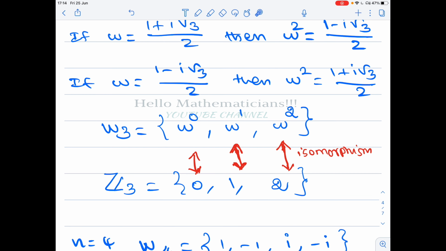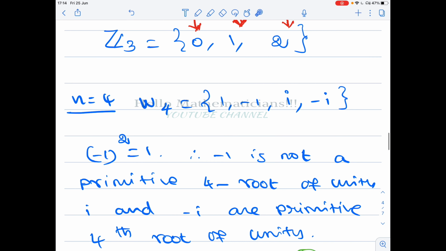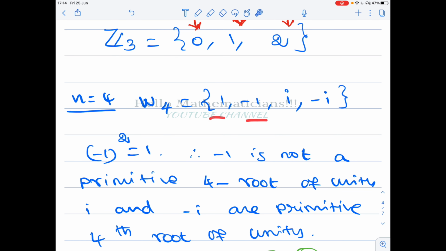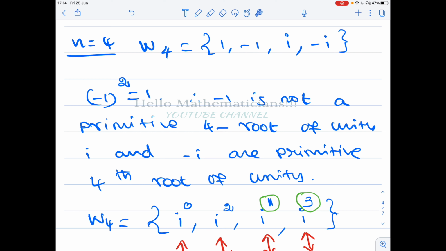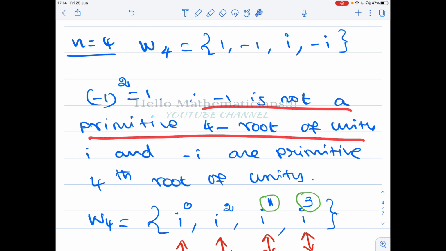One more example: you consider 1, -1, i, -i. This is the set of all fourth roots of unity. Now -1 is not a primitive fourth root of unity because its second power itself is 1. If it is a primitive fourth root of unity, only the fourth power has to be 1. No lesser power should be equal to 1. Therefore -1 is not a primitive fourth root of unity.